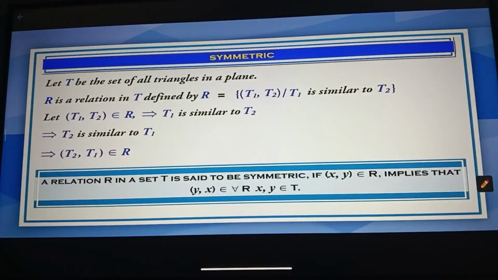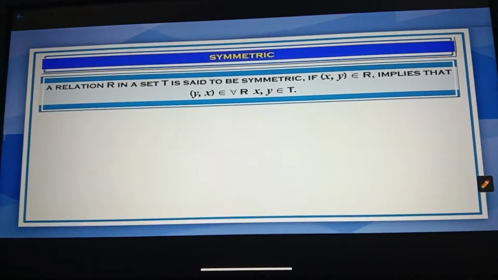Mathematically, a relation R in a set T is said to be symmetric if the ordered pair (x, y) belongs to R implies that the ordered pair (y, x) is also in R for all x and y in T.